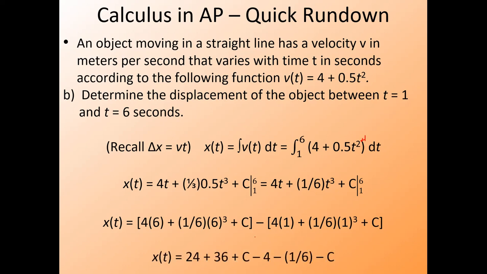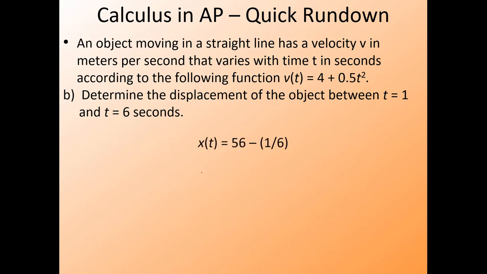So this is going to simplify to 24 plus 36 plus c minus 4 minus 1, 6 minus c. You can already see why the constant term doesn't matter because it always drops out. So a lot of times when you're doing the definite integral, you don't need to worry about the c. You just really worry about this part in particular.